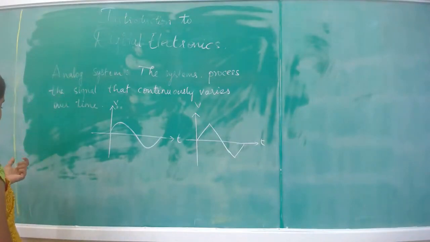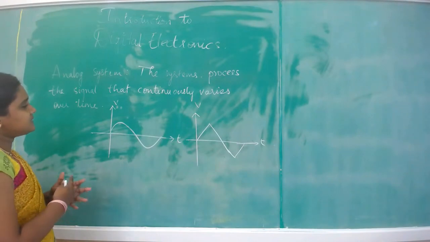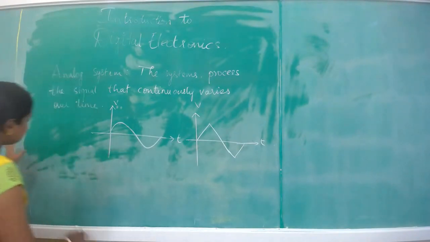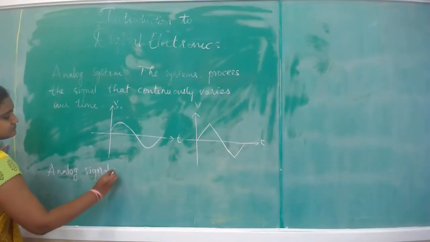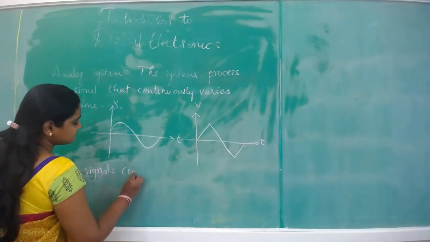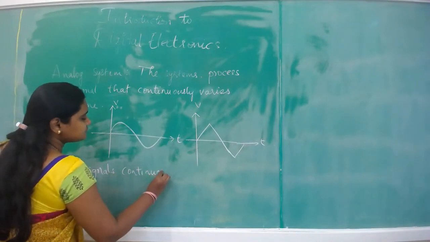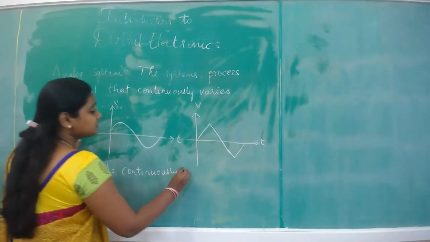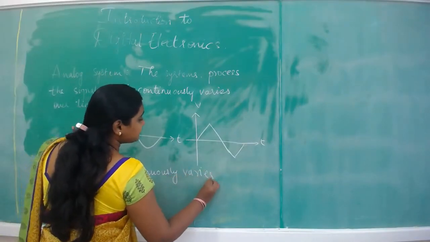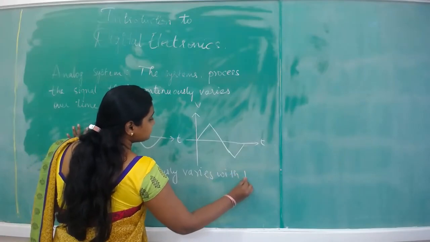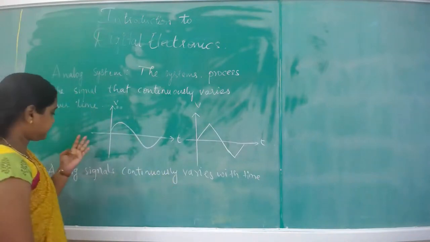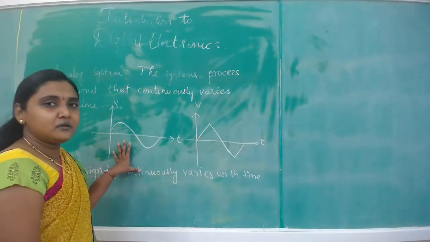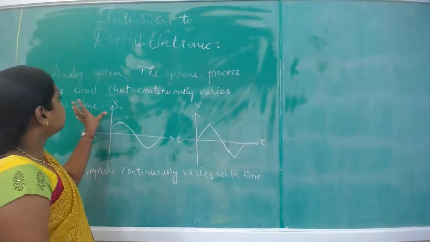So this is about the analog systems, and analog signals also, I have told you, continuously vary with time. So this is the example for analog signals, and this is the analog system.